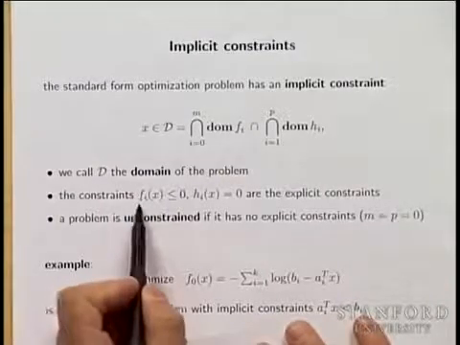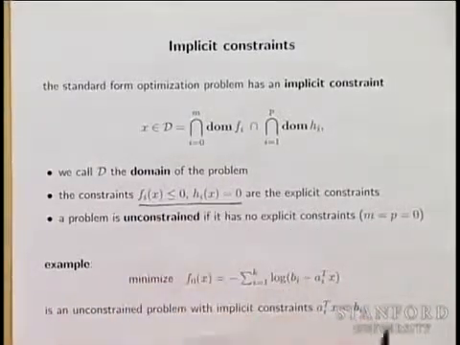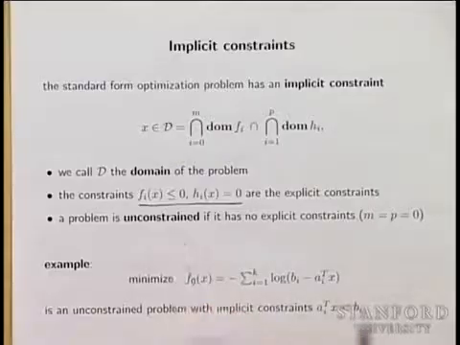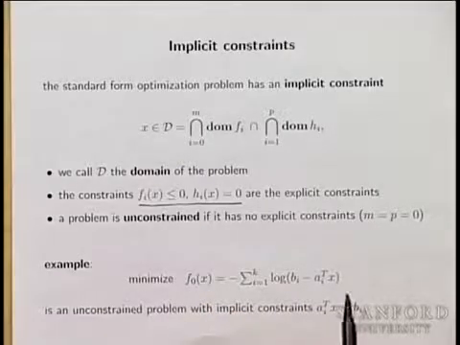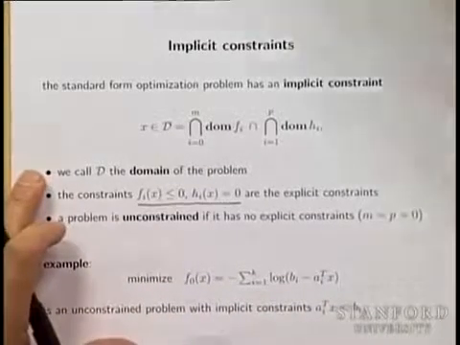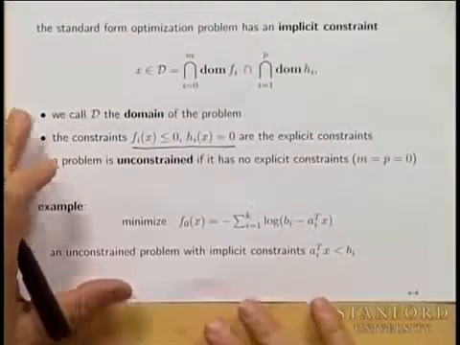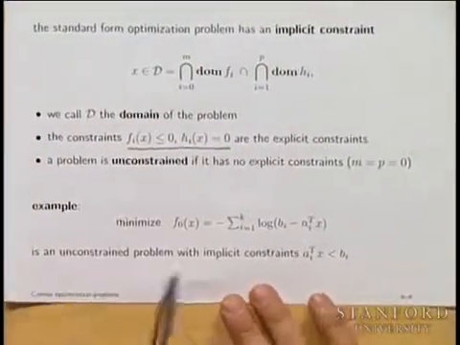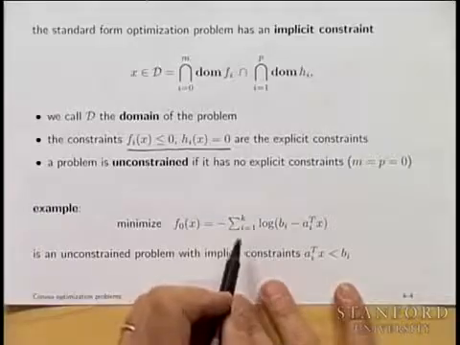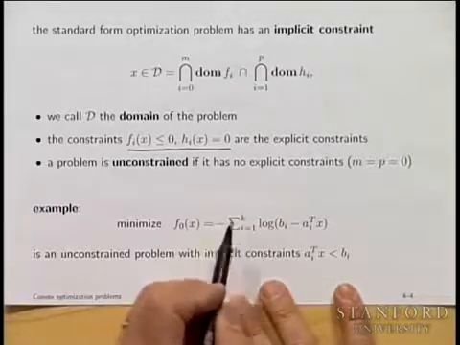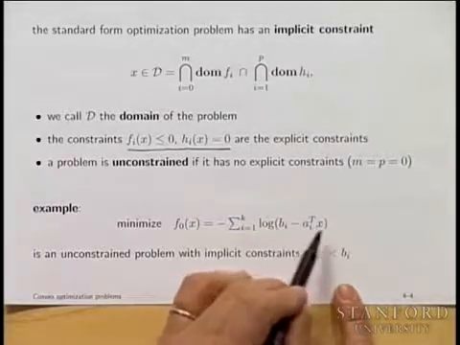When you write out the constraints explicitly like this, these are called explicit constraints. And you say a problem is unconstrained if it has no explicit constraints. Here would be a very common example, one in fact that we'll see a great deal of. It's minimize the following function: the sum of the negative log of bi minus ai transpose x.